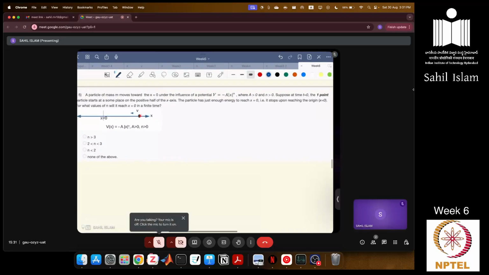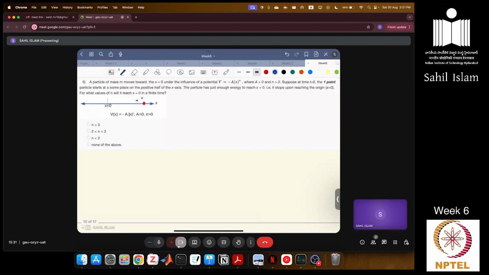So next question. A particle of mass m moves towards x equals 0 under the influence of the potential V equals minus A mod x whole to the power n, where A greater than 0 and n greater than 0. Suppose that at time t equal to 0, the particle starts at some place on the positive half of the x axis. The particle has just enough energy to reach x equals 0, that is, it stops upon reaching the origin. For what value of n will it reach x equals 0 in finite time?